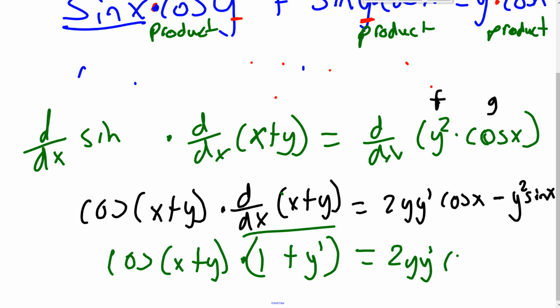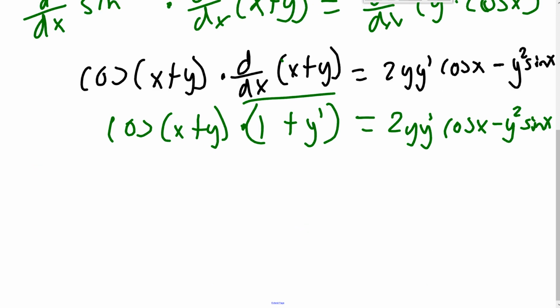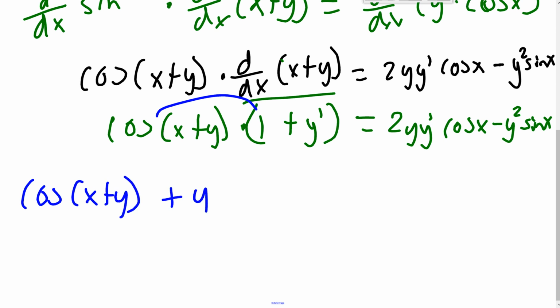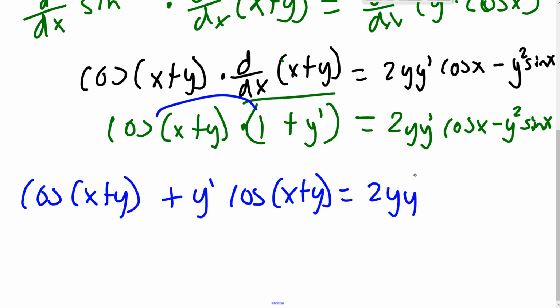So now I have to get my y primes by themselves. If you want to pause it here and try it yourself, how to get your y primes by itself. Well, I'm going to distribute this and maybe move this over. Make some room. Cosine of xy plus y prime cosine of x plus y equals 2y prime cosine x minus y squared sine x. So here you just want to get those y primes by themselves.